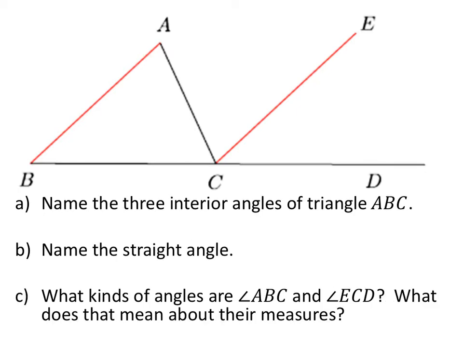So part A says: name three interior angles of triangle ABC. This is going to work a little bit different than what you did in 7th grade, but I want you to try it. Take a moment with your partner and see if you can name all three interior angles of triangle ABC.